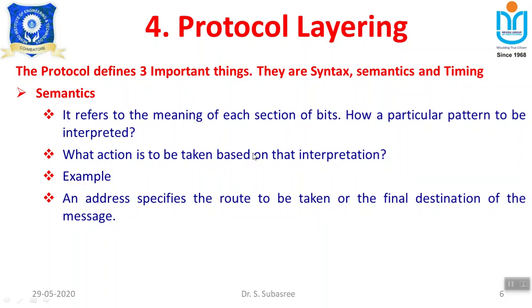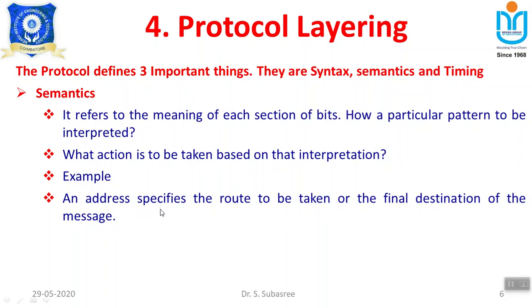So the in-between router will know to whom it is going to send. That is the meaning of interpretation, or action to be taken based on interpretation. The first router knows that it has to send to another router. The second router knows that it has to send to the destination. That is called interpretation. For example, the address specifies the route to be taken or the final destination of the message.